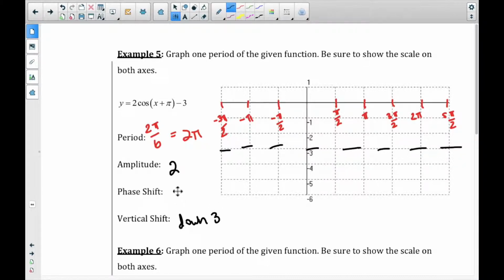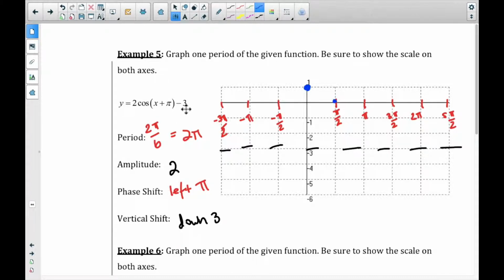All right, phase shift, what's that? Phase shift comes from the middle, that plus pi. Remember, plus means left, so we're going to go left pi units. Okay, when I go to graph this, I'm going to pretend like I'm graphing the parent function, and then I'm going to move over and do my transformations. In other words, usually the parent function starts at 0, 1 at the top of the wave and goes down from there. This is different though.